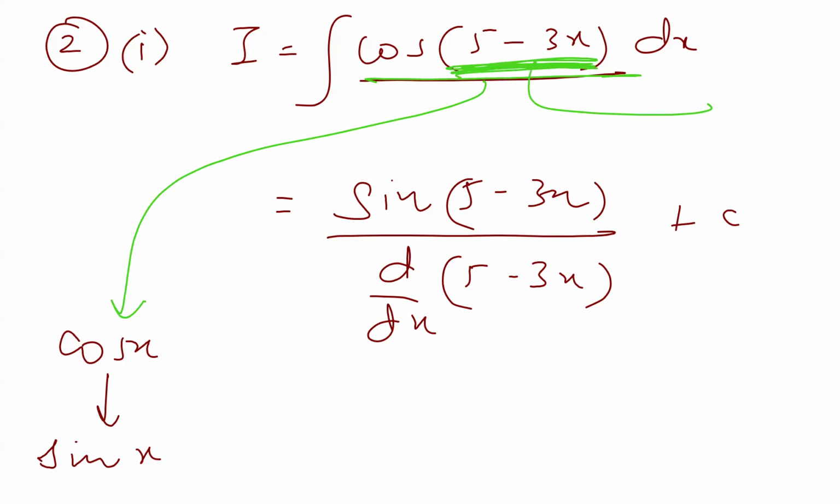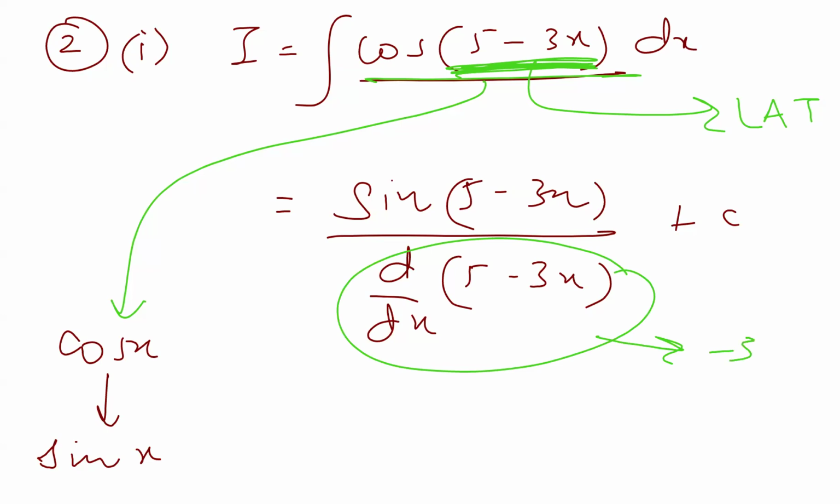Guys, is the pi minus 3x term a linear algebraic term? Yes, it is very well a linear algebraic term because the power of x is 1. x should be in the base and the power of x should be 1. This is going to be minus 3. I don't think any explanation is required over here for why it is minus 3.